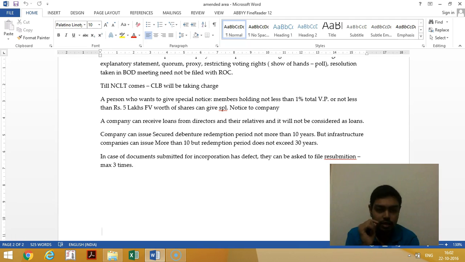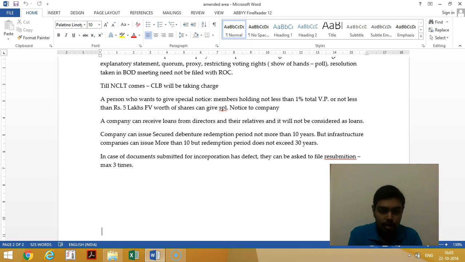Then the company can now issue secured debentures. They have to be redeemed within a period of 10 years. If they want to issue debentures for more than 10 years, which can be up to 30 years, only infrastructure companies can do that. So only an infrastructure company can have more than 10 years, up to 30 years, of redemption period. Other companies, 10 years.